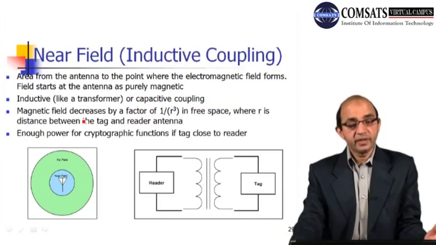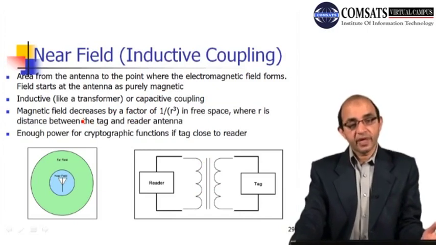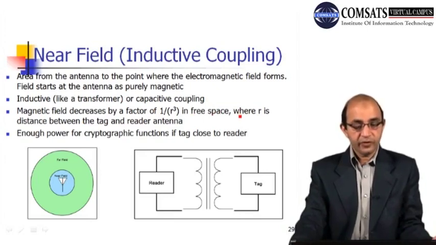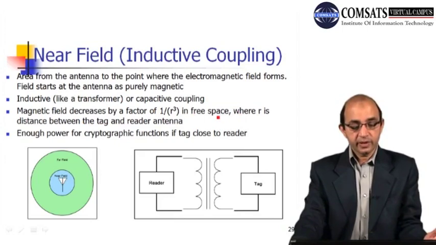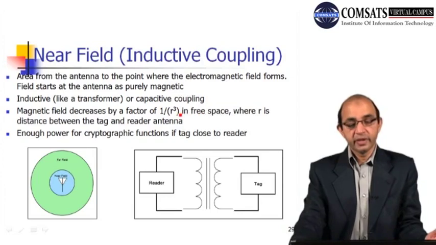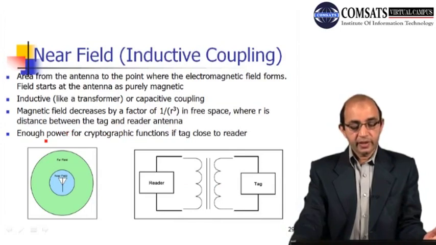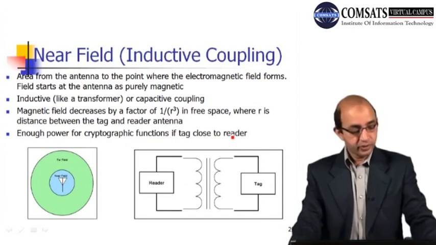The magnetic field decreases by a factor of 1/r cube in free space. So as we move away from the antenna, the field power or the radiation power decreases as 1/r cube in free space, where r is the distance between the tag and the reader antenna, right? You can also take the example of RFIDs. Here there is enough power for the cryptographic function if the tag is close to the reader.